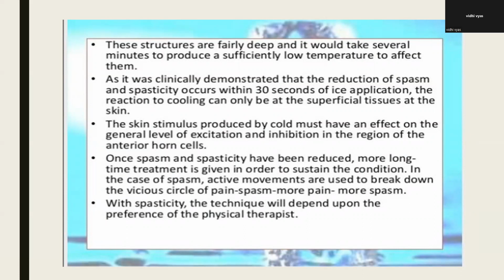Once spasm and spasticity have been reduced, more long-time treatment is given in order to sustain the condition. In the case of spasm, active movements are used to break down the vicious circle of pain, spasm, more pain, more spasm. With spasticity, the technique will depend upon the preference of the physical therapist.